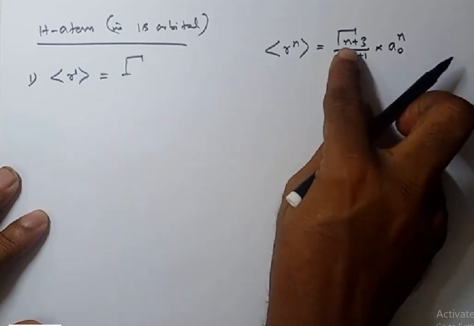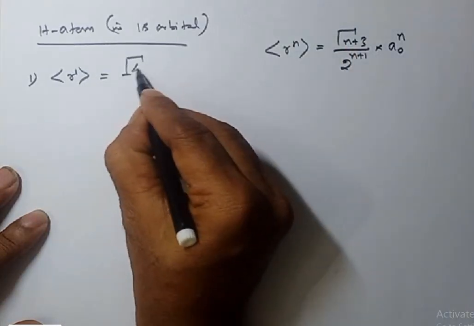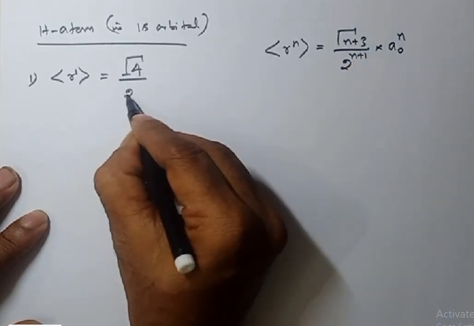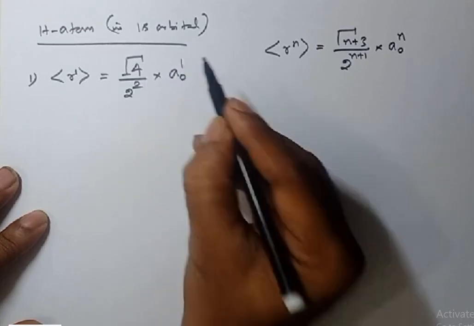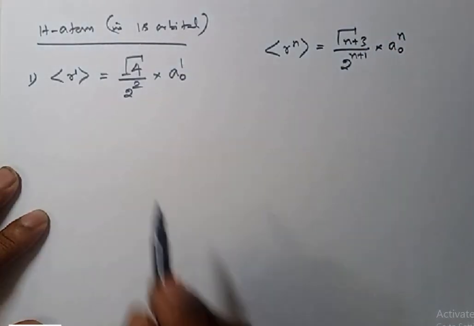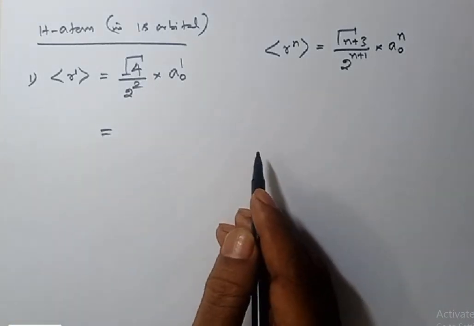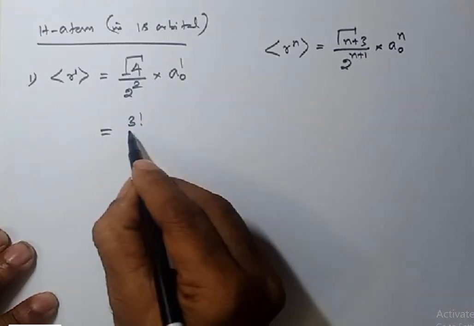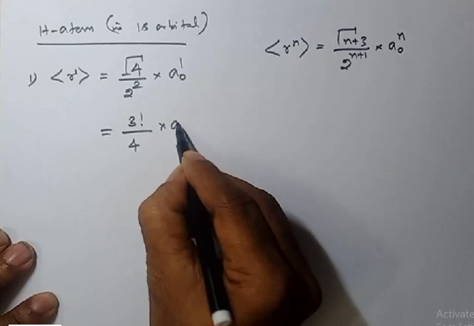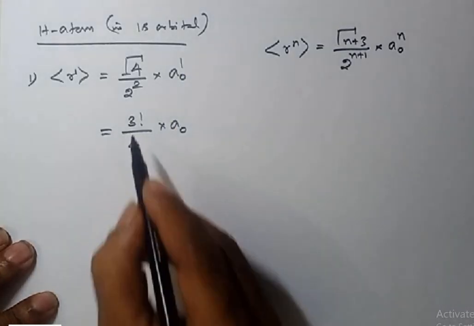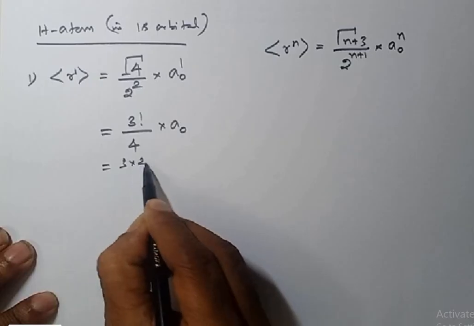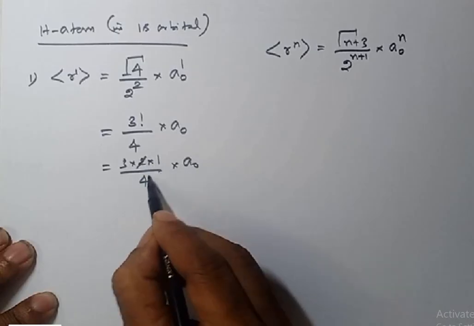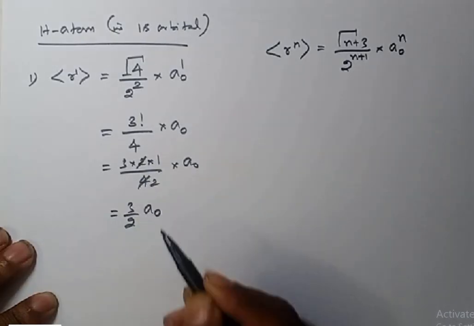So n value is 1. Put n value 1 here. 3 plus 1 is 4. Put n value 1 here. 1 plus 1 is 2. 2 square into a naught power 1. Wherever n is there, put n equal to 1. What is the gamma function of 4? 3 factorial. Yes, good. Gamma function of 4 is 3 factorial. 2 square is 4 into a naught. A naught power 1 is a naught. What is 3 factorial? 3 into 2 into 1, 6 a naught. I can cancel 6 with 4. So what's the answer? 3 by 2 a naught.